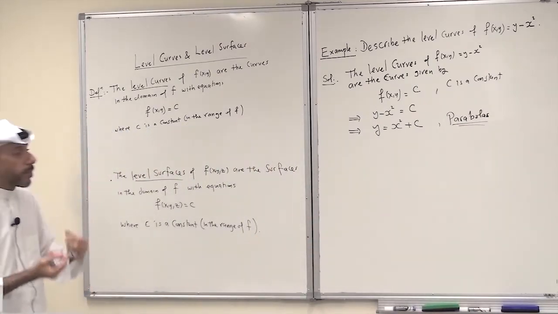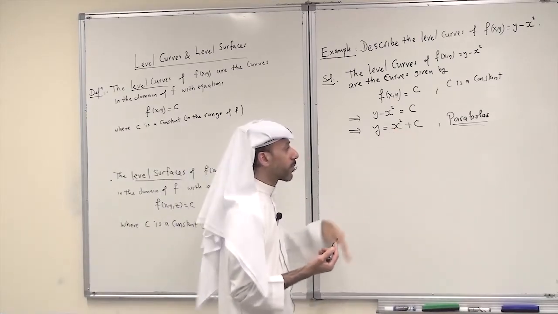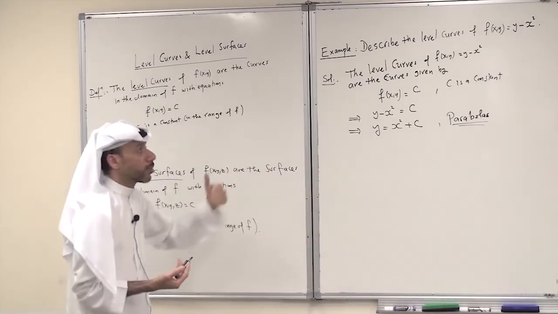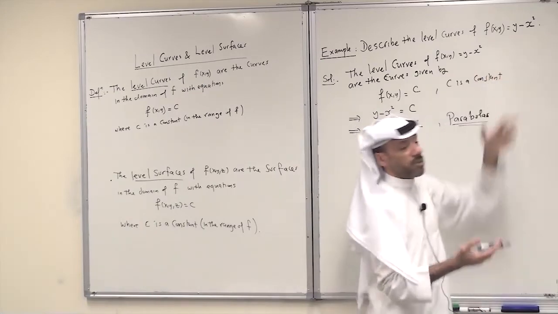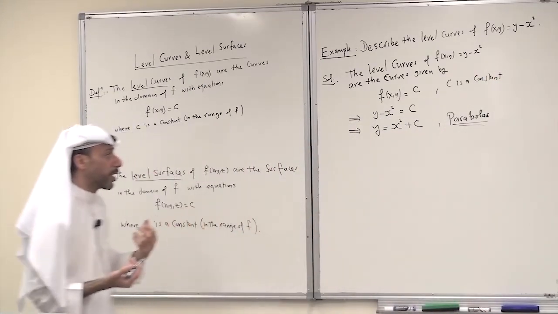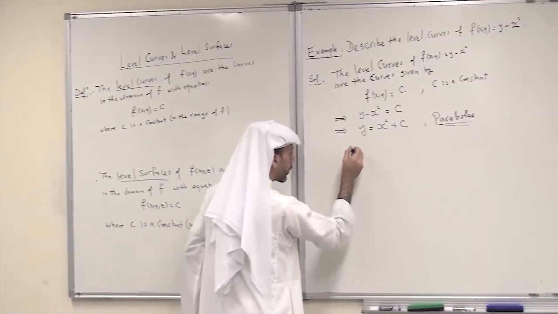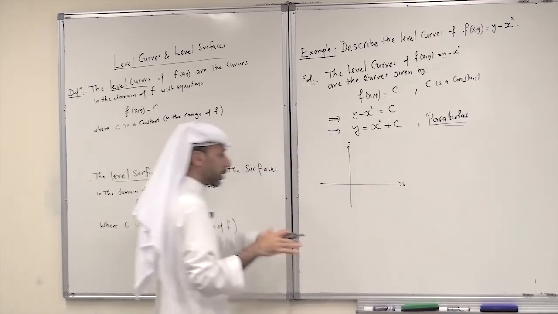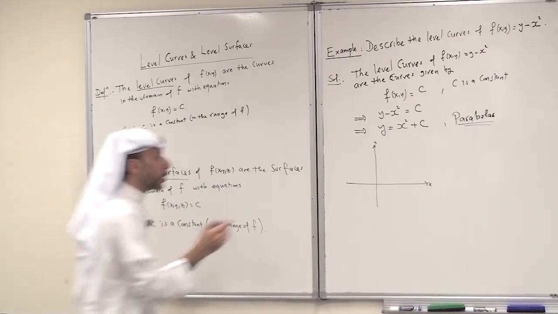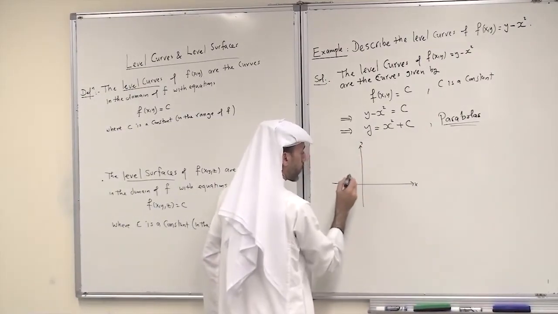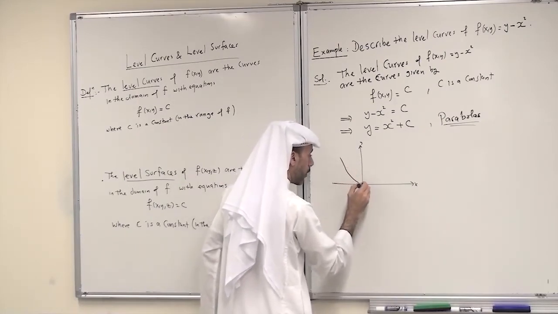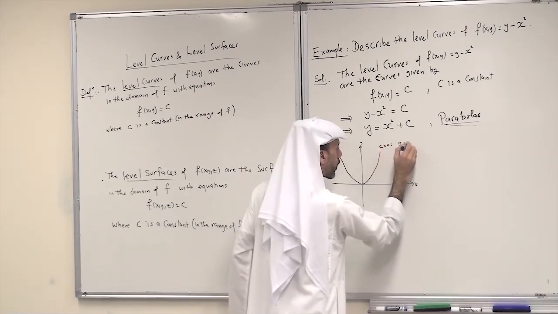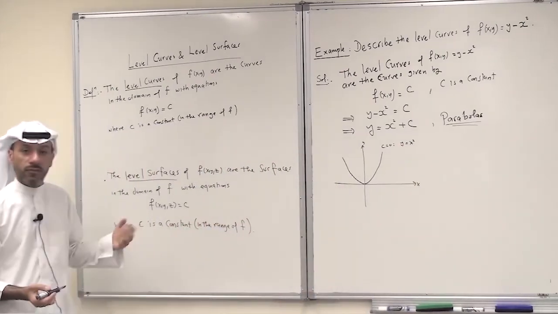Okay. Let's graph some of these parabolas. So let's take some values of c and graph them. They are parabolas in the xy plane, in the domain of the function. Notice the domain here is the entire plane. I can substitute any values for x and y. So this is the xy plane here, which is the domain of the function. Now if I take c equal to 0, I get y equals x squared. So this is the parabola y equals x squared when c equals 0. So this is a level curve for the function.